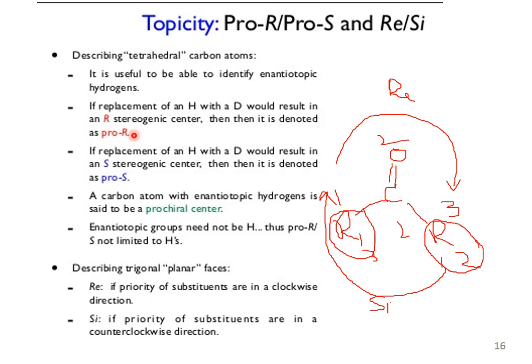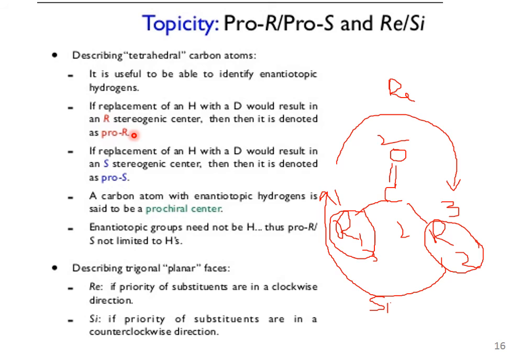If we replaced the hydrogen with D and the result is an S stereogenic center, the configuration of the chiral center is S, then we say that it is pro-S.